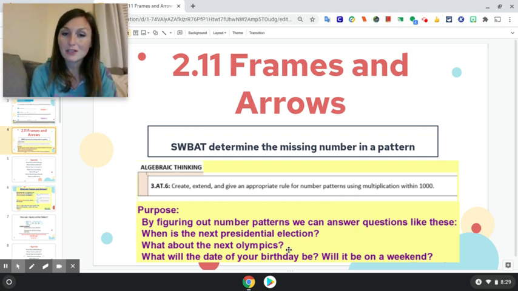We want to be able to do this so that we can figure out patterns, right? Like time and dates when things are going to be. Okay, when is it going to be the weekend? Things like that. This is part of our algebraic thinking standard of creating, extending, and giving an appropriate rule for a number pattern. Okay, and this specifically wants you to be able to use multiplying. We're just learning multiplying and dividing, so there's going to be addition and subtraction in here as well.